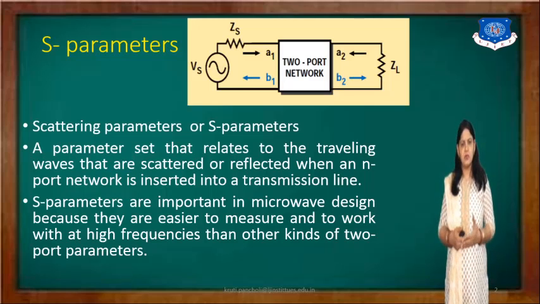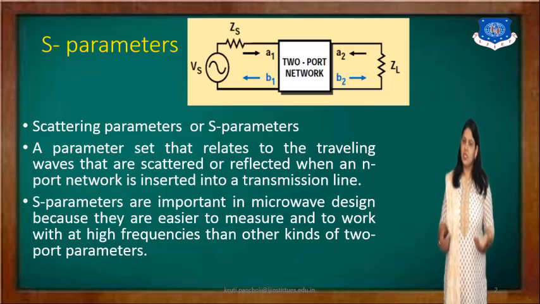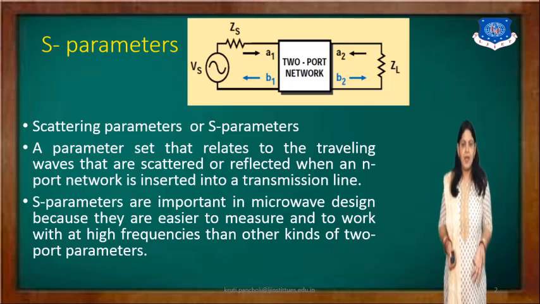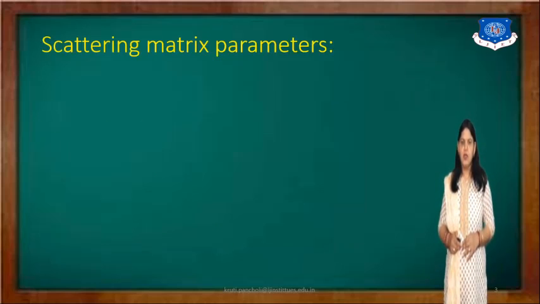S parameters are important in microwave design because they are easier to measure and to work with at high frequency than the other kinds of two-port parameters. The other two-port parameters were the Z parameter, H parameter, ABCD parameter and Y parameter. All these parameters work at low frequency, but at high frequency they won't work.